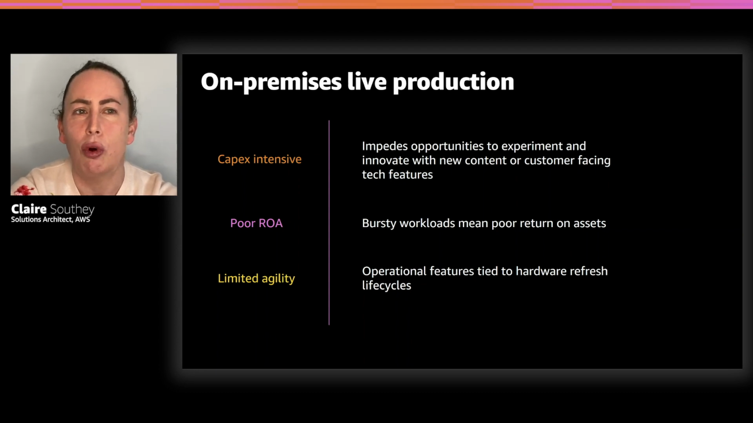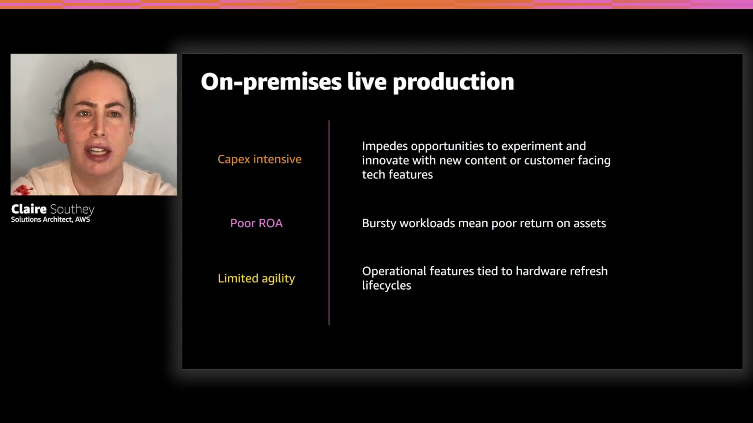We know that it has poor return on assets, and part of that is because the workloads are often very bursty. Live production often occurs when live action is occurring, when there's perhaps an election in progress or a sporting event that's of significance or a cultural event that is of significance to audiences. That's when the live production occurs. But when none of those things are happening, as an owner of assets, you've got assets sitting idle doing nothing. And you're not able to monetize those assets effectively.